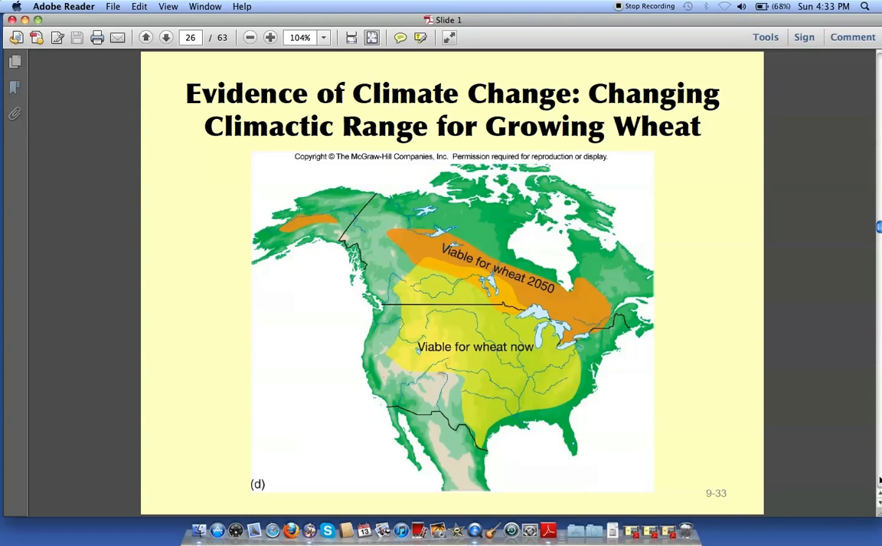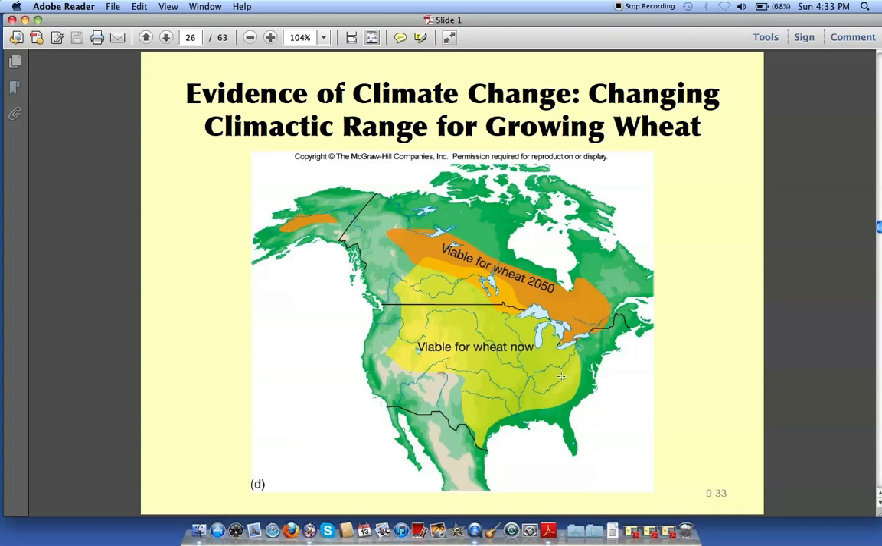How the countries, like the areas they grow wheat, as the temperature warms up here in northern Canada, they'll be able to grow wheat. That's kind of amazing. I wouldn't want them to take down their forests to grow wheat, but you know, that's Canada. They will do what they want to do, I guess.